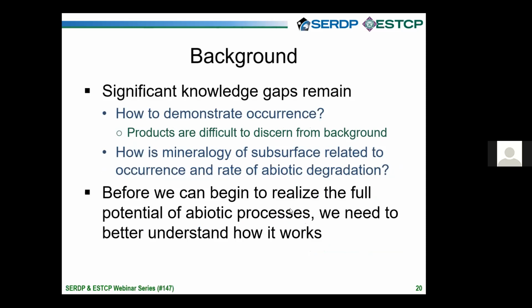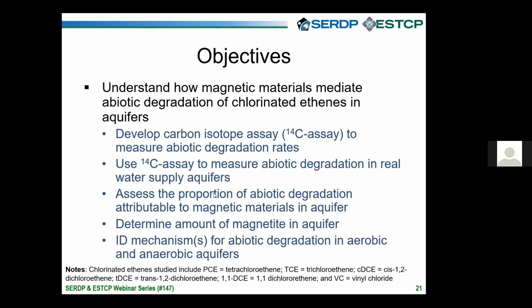In order for us to move forward, however, there are some significant knowledge gaps that remain that have to be addressed. Things like how do we demonstrate whether or not abiotic processes are occurring? That's especially challenging because the products that are formed from abiotic processes are often difficult to discern from background levels. And also, how does mineralogy of the subsurface relate to the occurrence and rate of abiotic degradation? I think before we can begin to realize the full potential of abiotic processes, we're going to need to better understand how it works.